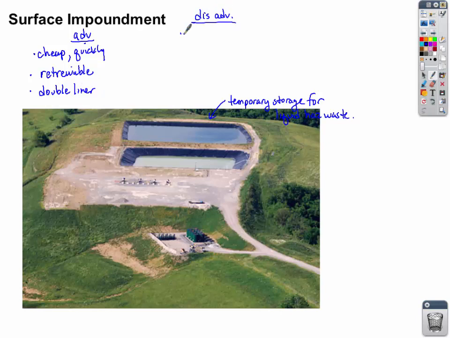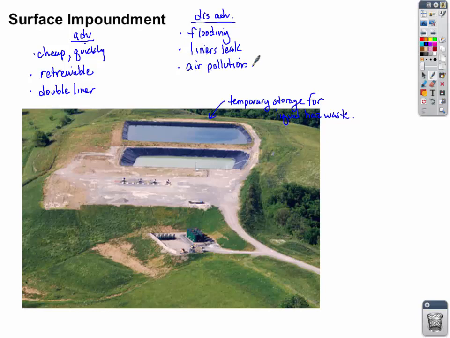Storing liquid hazardous waste on the surface, you could have flooding. A liner leaks, or if there's no regulations involved and a company wants to save money, they might not put a liner down at all. But liners leak. You can have air pollution.